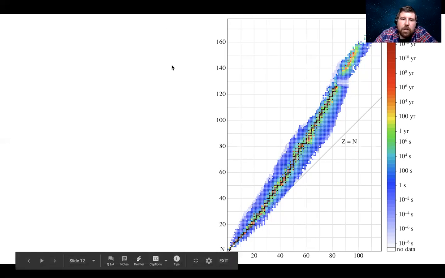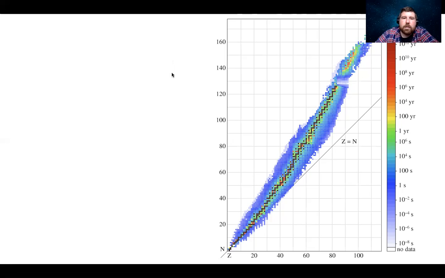We actually have two lines here. A 1-to-1 ratio where Z is equal to N. Z is the atomic number, and N, excuse me, is the number of neutrons, not the mass number. And there's a higher band up here that kind of goes here where it's 1-to-1.5.